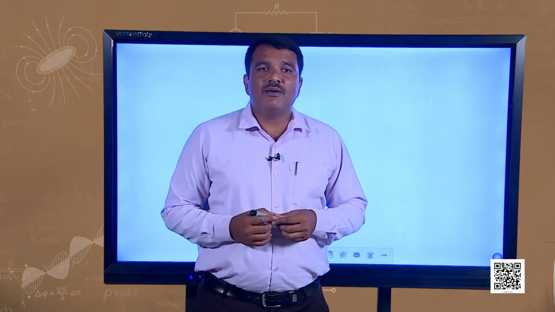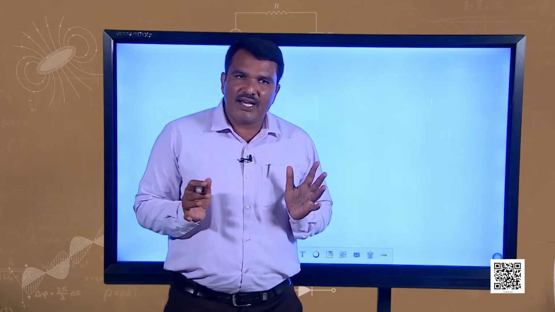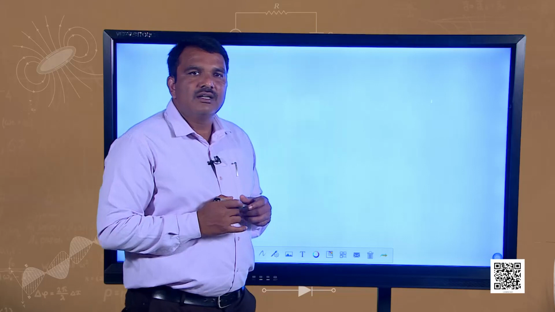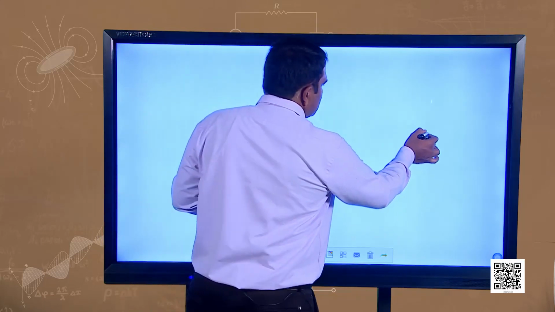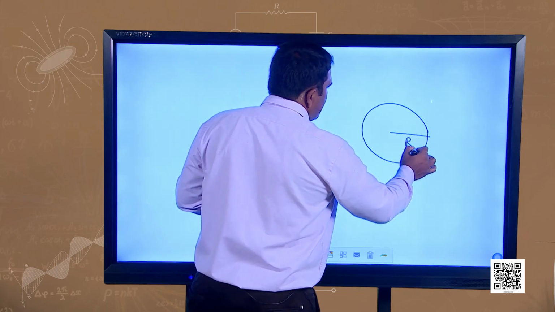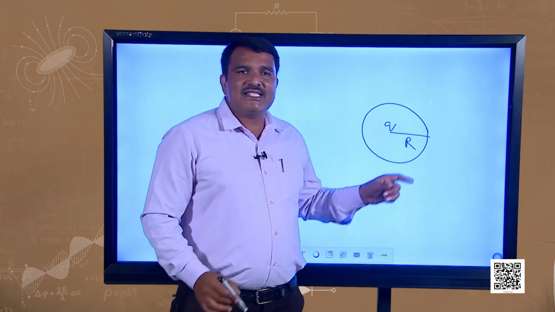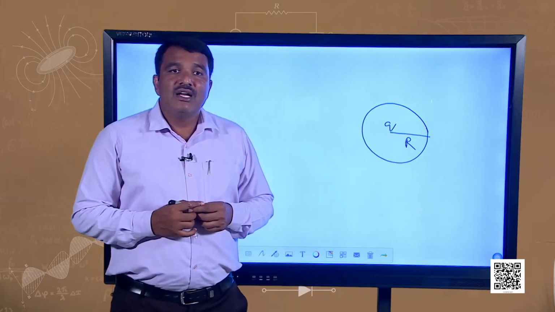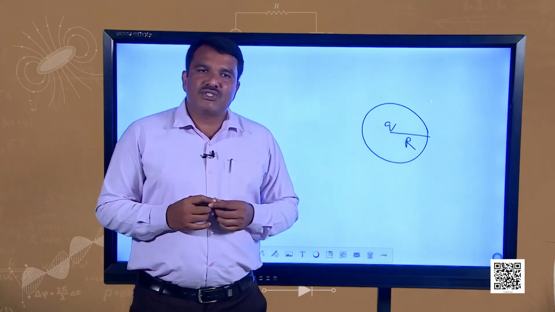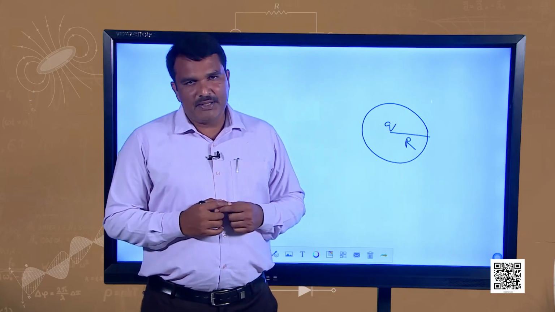Let us solve another problem. A charge small q is placed at the center of a sphere of radius capital R. Suppose this is a sphere of radius capital R and a small charge q is placed at the center of this sphere. How would the flux through the sphere change if the radius of the sphere is doubled?